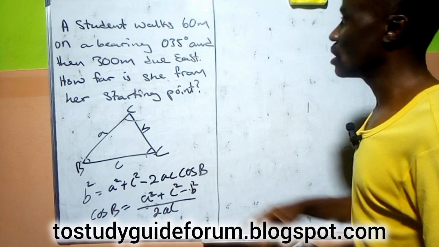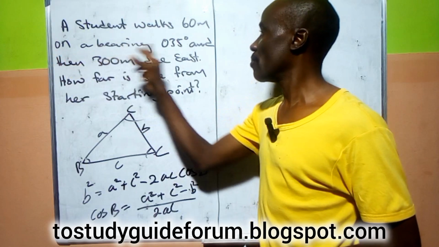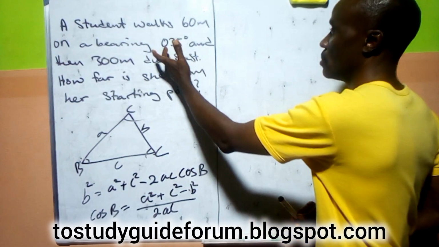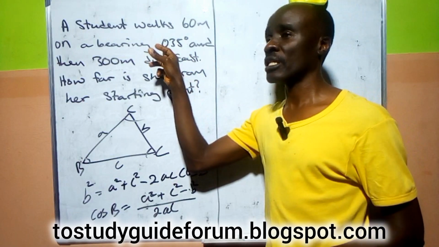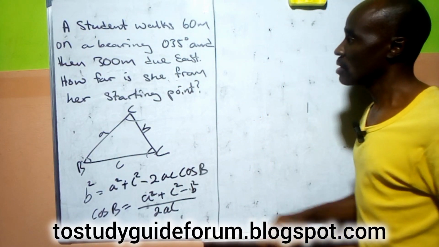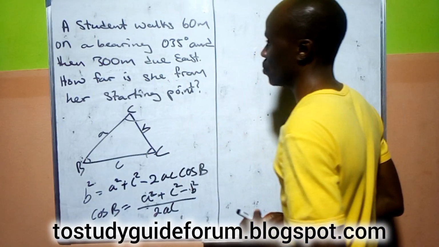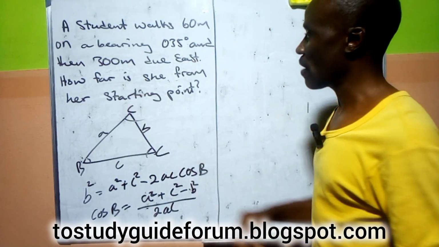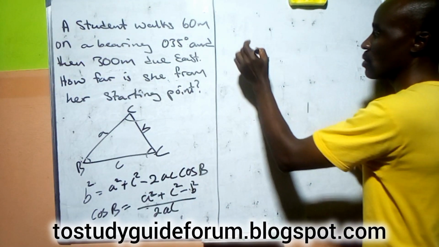In this question, a student walks 60 meters on a bearing of 035. You will notice this is a three-figure bearing, or three-digit bearing. The next part says 300 meters due east. The question is how far is she from her starting point? So let's go down to that.